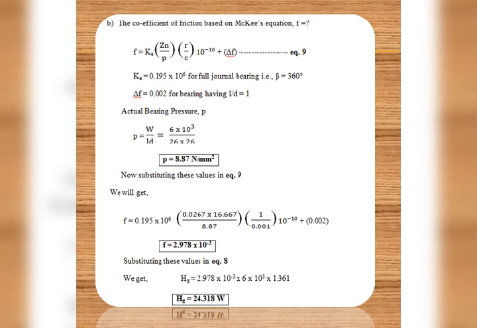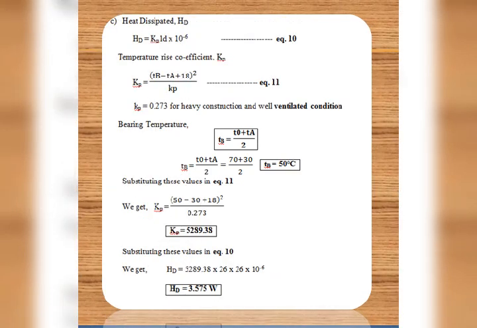Once we are getting this value, now we need to substitute this in equation number 8. We are getting Hg is equal to coefficient of friction f, that is 2.978 into 10 to the minus 3 into W load on the bearing, that is 6 into 10 to the 3 into velocity, that is 1.361. So we are getting the value Hg, heat generated, is equal to 24.318 watts or joules per second. Soon after getting the value of heat generated, now we must find heat dissipated.